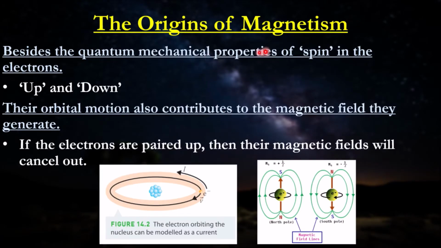So in terms of the origin of magnetism, like we said, it's down to the quantum mechanics of spin. Now, electrons can have an up spin or a down spin. Their orbital motion can contribute to magnetic fields as well, but the quantum mechanic property is the main defining factor in this case here. If electrons are paired up, then their magnetic fields will cancel out.